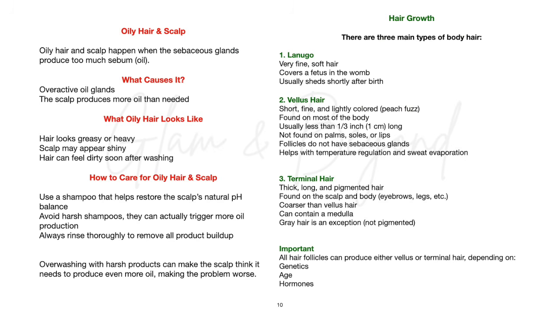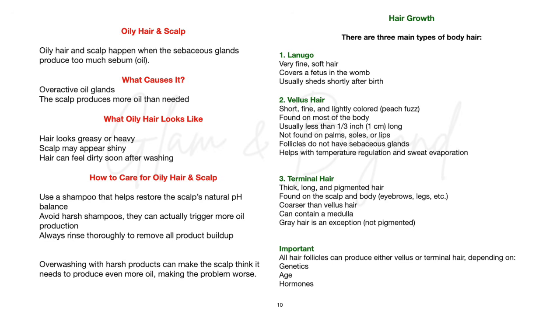Oily hair and scalp. Oily hair and scalp happen when the sebaceous glands produce too much oil, sebum. What causes it? Well, overactive oil glands. The scalp produces more oil than needed. What does oily hair look like? Hair looks greasy or a little bit heavy. Scalp may appear shiny. Hair can feel dirty soon after washing.